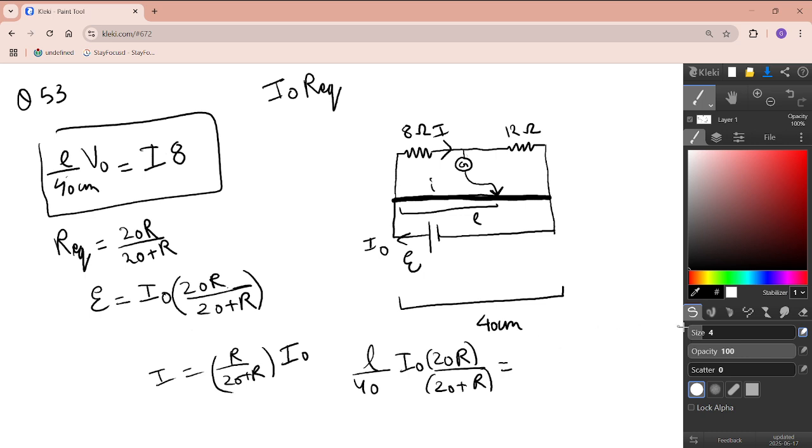On the right hand side we have this I8, which is R upon 20 plus R times I naught times 8. Now this is basically the current which we found through this whole thing, which is of course the current through this 8 ohm in series. This 20 plus R and this 20 plus R cancel, this R and this R cancel, this I naught and this I naught cancel, this 20 and this 40 cancel. L is going to be 16 centimeter.